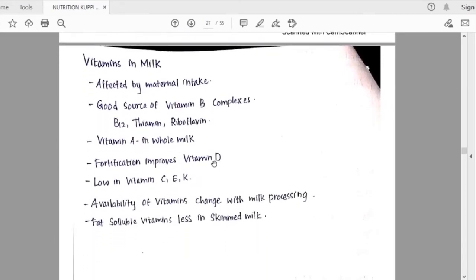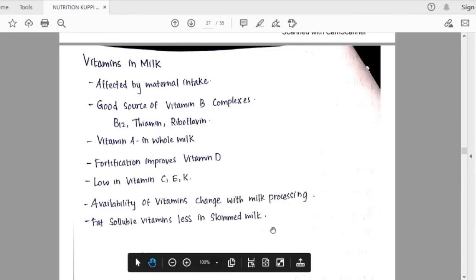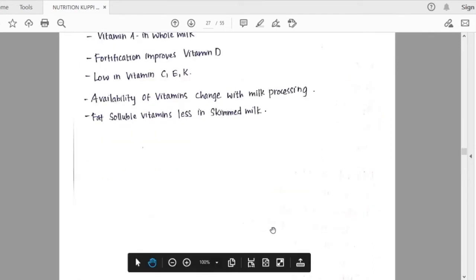Vitamins in milk are affected by maternal intake. Milk is a good source of vitamin B complexes, vitamin B12, thiamine, and riboflavin. Vitamin A is present in whole milk. Fortification improves vitamin D. Fortification means adding vitamin D to a dairy product. Milk is low in vitamins C, E and K. The availability of vitamins changes with milk processing. Fat-soluble vitamins are less in skimmed milk.